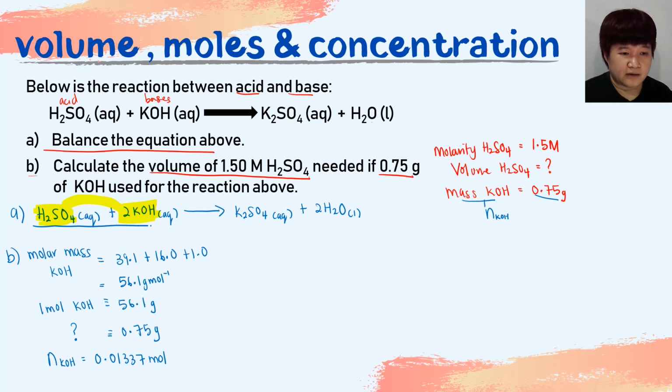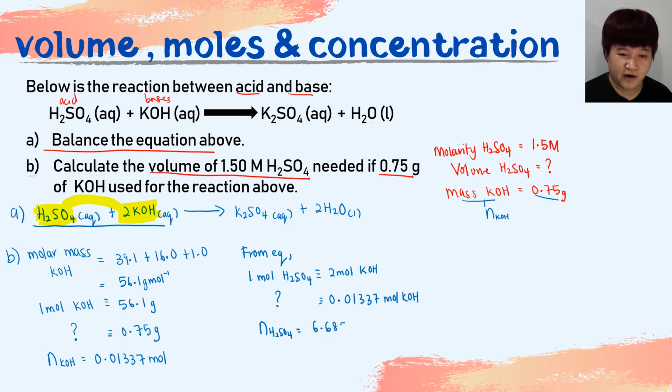So we are going to compare the mole of KOH and sulfuric acid. From the equation, we know that 1 mole of H2SO4 will react with 2 mole of KOH. And now I have only 0.01337 mole of KOH. So how many mole of sulfuric acid is needed? Number of mole of sulfuric acid calculated from the ratio is 6.685 times 10 to the power of negative 3 mole of sulfuric acid.